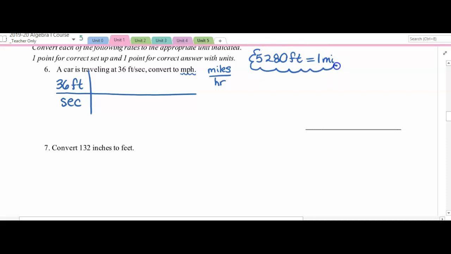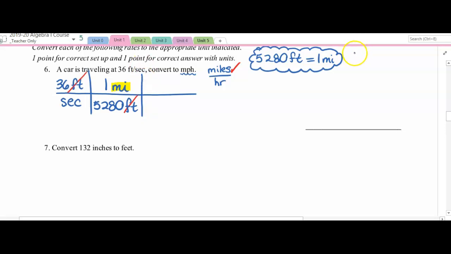So I'm going to take this conversion factor and put it into my dimensional analysis chart in such a way that the feet will cancel. Remember, things in math cancel top to bottom, kind of like when we reduce fractions. So I want my feet to be on the bottom. I want to put 5,280 on the bottom and 1 mile on top. So now the good news is we have miles. That's what we wanted, but we need to turn seconds into hours.